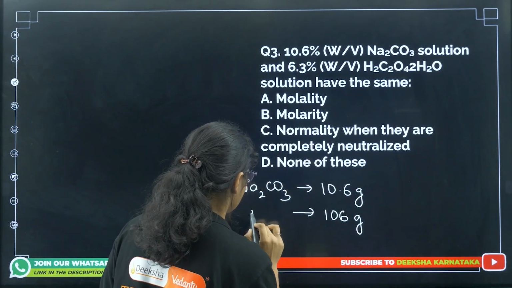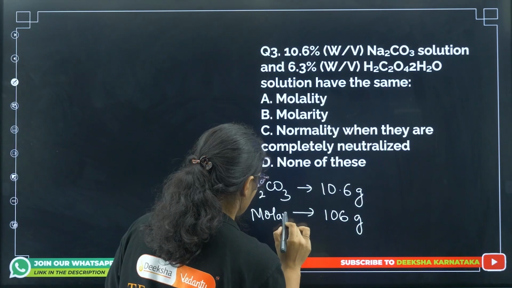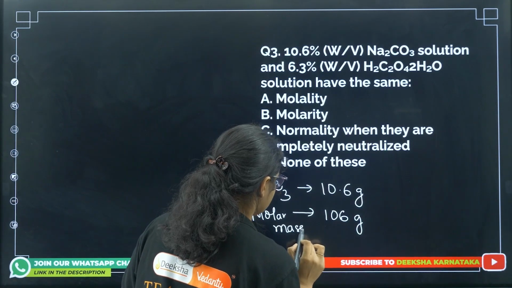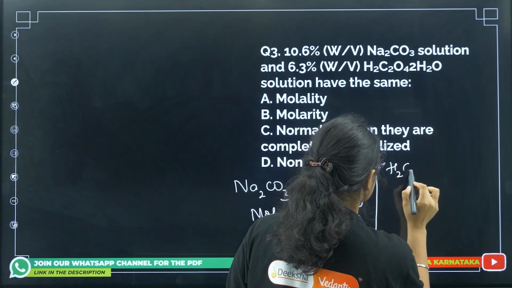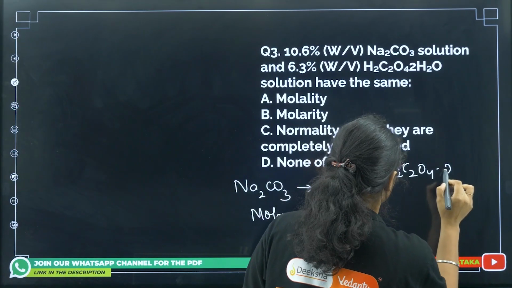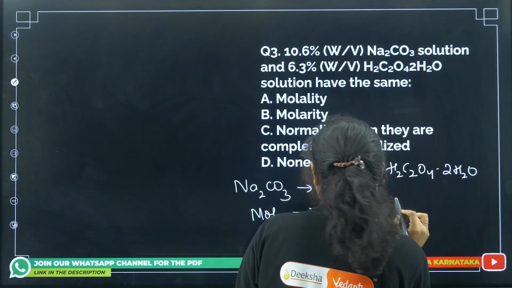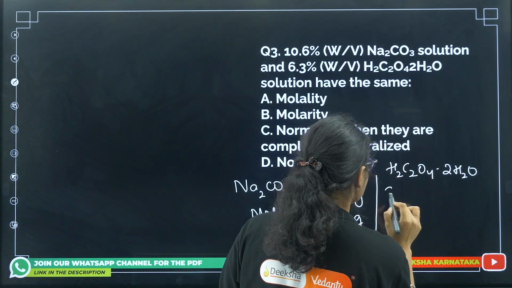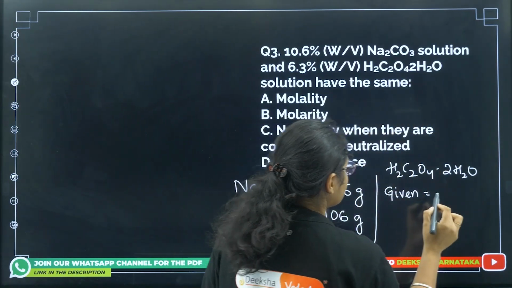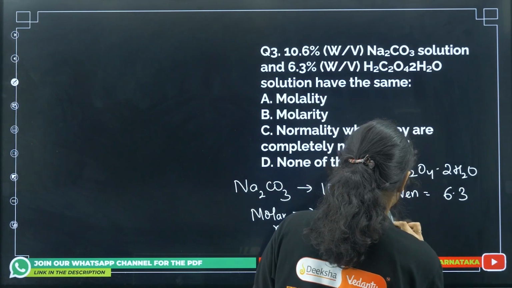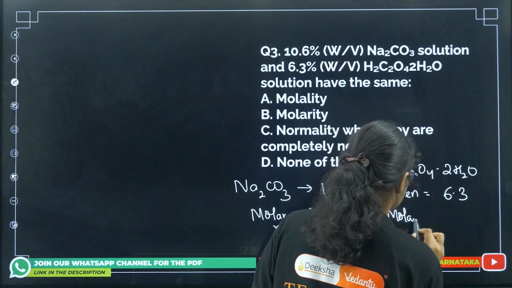Okay, you can calculate, you can check, the molar mass is 106 gram. Now coming to H2C2O4.2H2O, the given mass is how much? The given mass is 6.3 grams, and if I want to calculate the molar mass, let us do this.